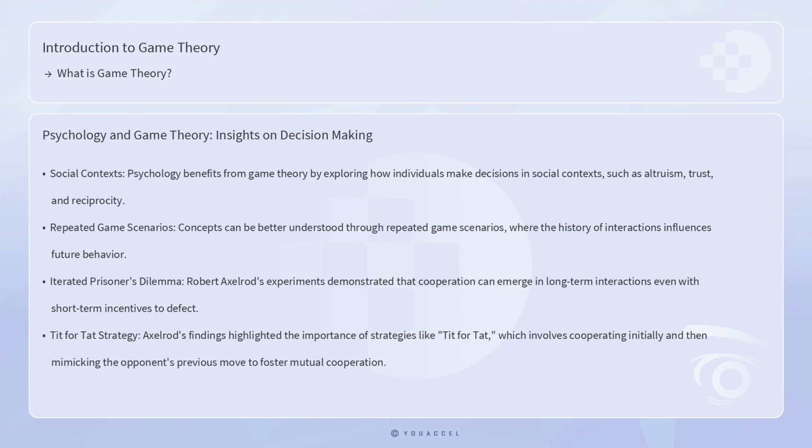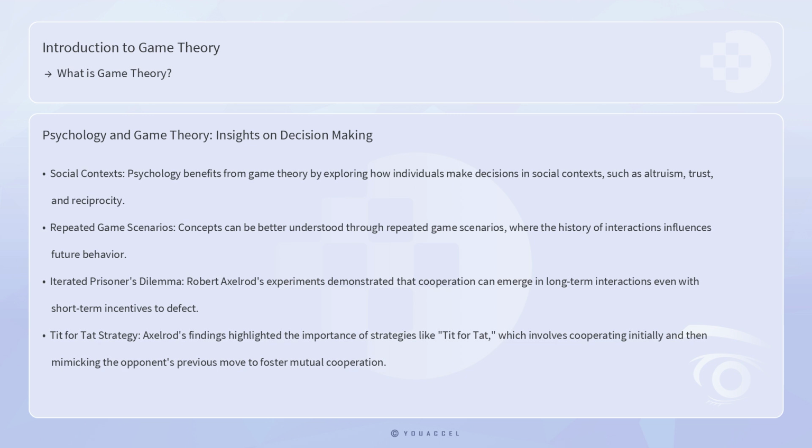Psychology also benefits from game theory by exploring how individuals make decisions in social contexts. Concepts like altruism, trust, and reciprocity can be better understood through repeated game scenarios where the history of interactions influences future behavior. Robert Axelrod's experiments with the iterated prisoner's dilemma demonstrated that cooperation can emerge in long-term interactions even when short-term incentives to defect exist.